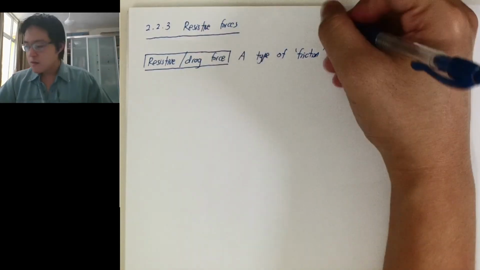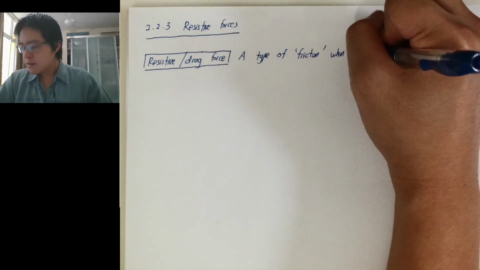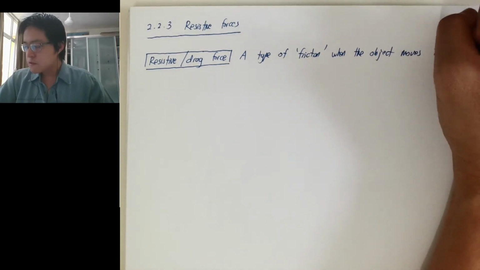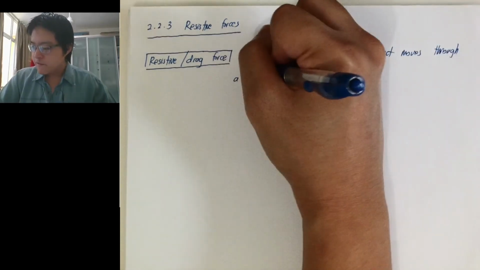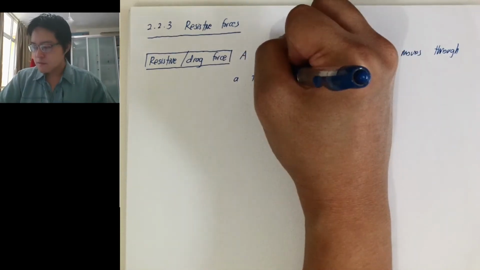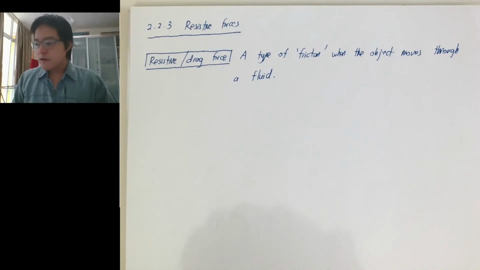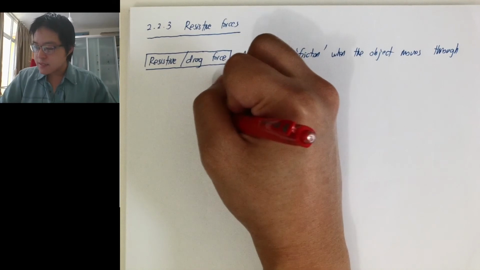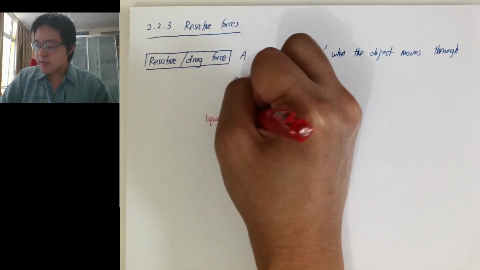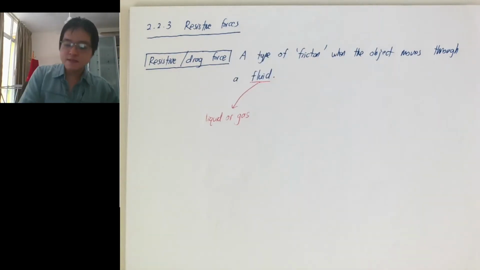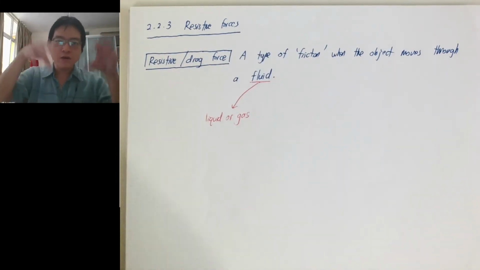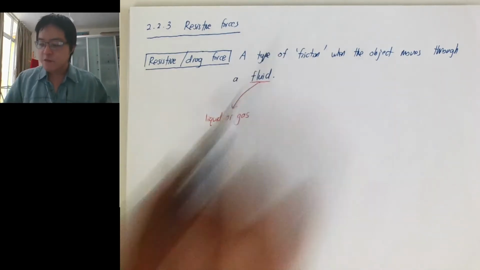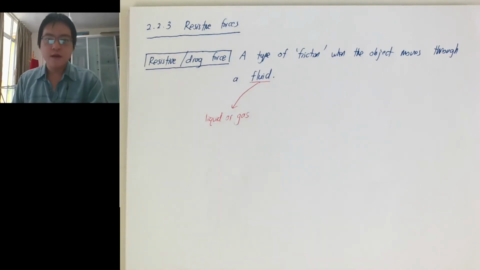It's this force when the object moves through fluid. What does fluid mean in physics? Fluid means liquid or gas. Anything that is non-solid, because with fluid you can go inside it. You can go into water, you can go through the air. So that's what it means by fluid. Resistive force happens when we go through fluid.